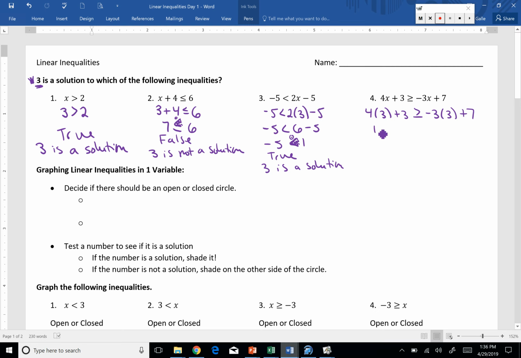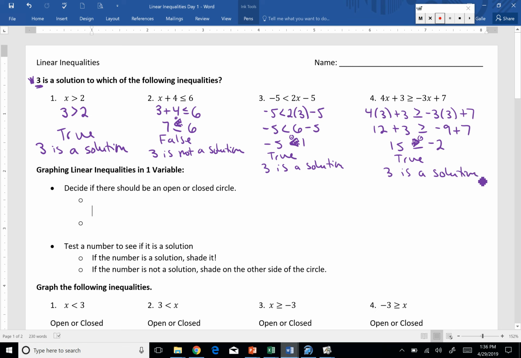So again, if you want to work it out play by play, you can. We get 15 is greater than or equal to negative 2. Again, if you're not that great about reading what those inequality signs are, I can draw another little gator monster there. There we go. 15 is definitely bigger than negative 2. So my gator is going to eat the bigger number, and it sure is. This one is also true. 3 is a solution.